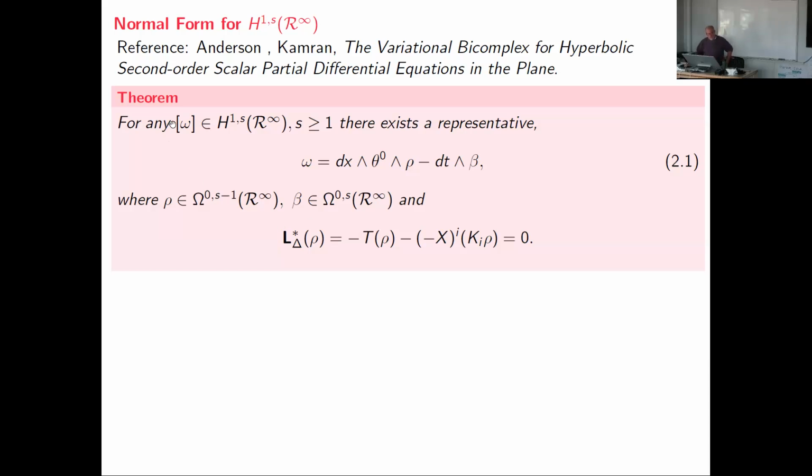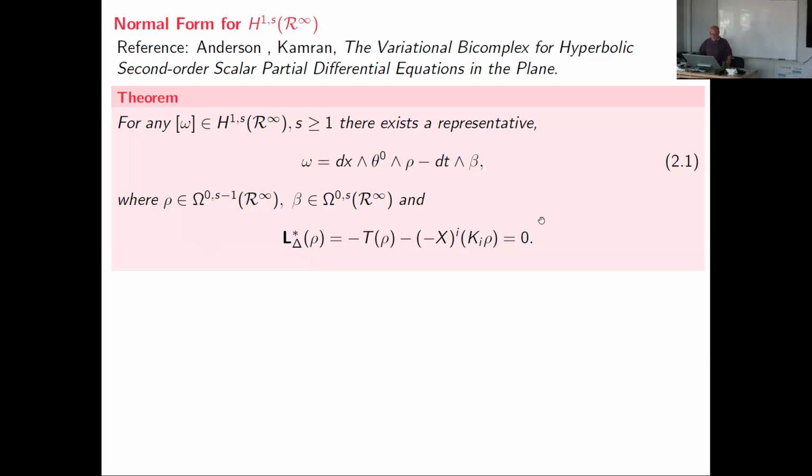And so what you can do is, if you have a 1,s conservation law, so one horizontal, s vertical, there exists a normal form for these. If you happen to have an equation and you somehow found one of these conservation laws, there's a little algorithm that maps this into a canonical form. This canonical form has the property that it's again a 1,s. It can be written as dx, 0th order contact form, s minus 1 order contact form, dt, s order contact form. And the rho satisfies the adjoint of the linearization of the equation. So that's a normal form argument for these 1,s conservation laws.